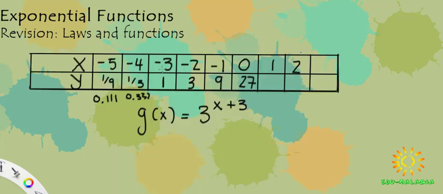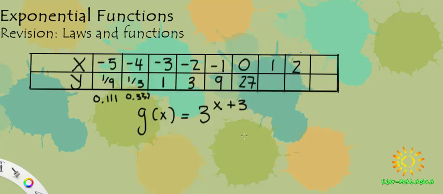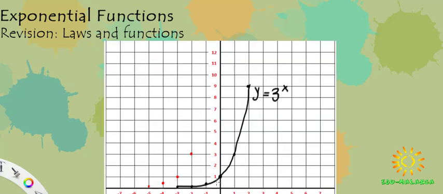Okay, when x is -3, your y is 1, and when it's -2, your y is 3. Let's plot that. -3 goes to 1, and -2 goes to 3. The last value that we can plot is when x is -1, your y is 9. Okay, let's draw this graph. It's looking like this. And let's write down the equation as well. y is equal to 3 to the power of x plus 3.